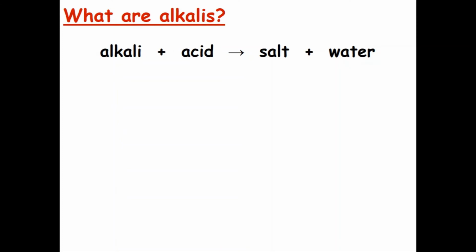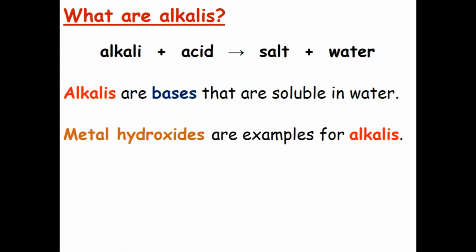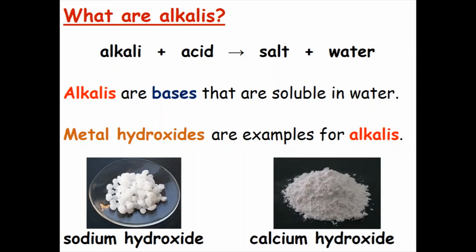Now we are also going to look at alkalis. Another way to write the word equation for a neutralization is alkali plus acid reacts to salt plus water. So what are alkalis? Alkalis are bases that are soluble in water. So they are bases that can dissolve in water. And metal hydroxides are examples for alkalis. So sodium hydroxide, but also calcium hydroxide, would be examples for alkalis.